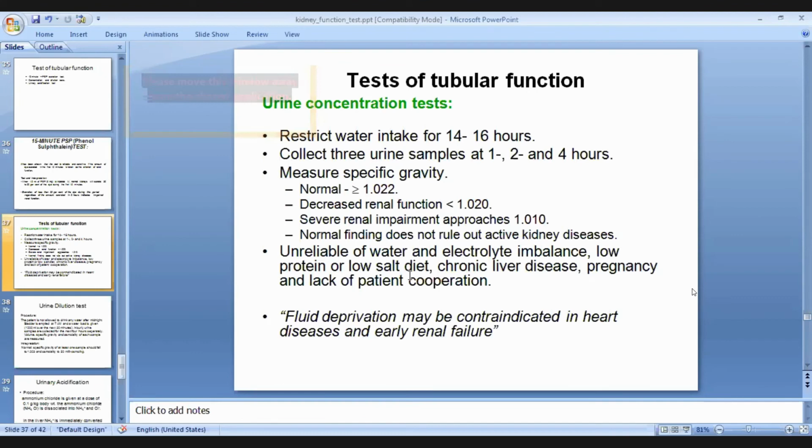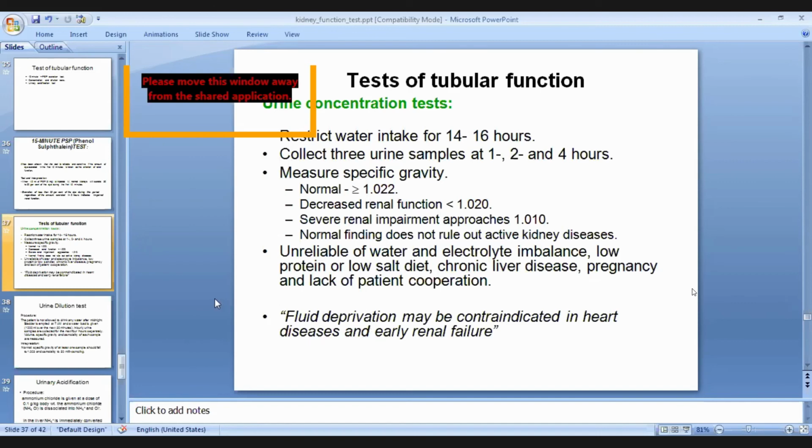So it may not be reliable if there is water and electrolyte imbalance, low protein salt diet, liver disease, pregnancy, and lack of patient cooperation. And this type of test is contraindicated in heart disease and early renal failure. There is restriction of water, so it should not be performed in a patient with heart failure and early renal failure.